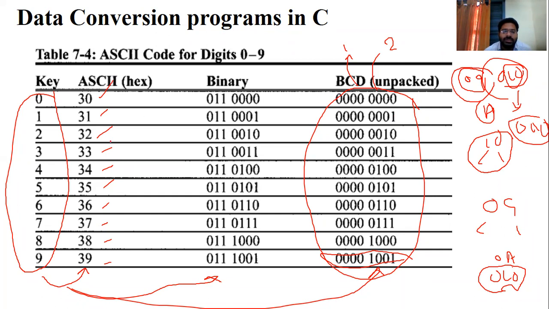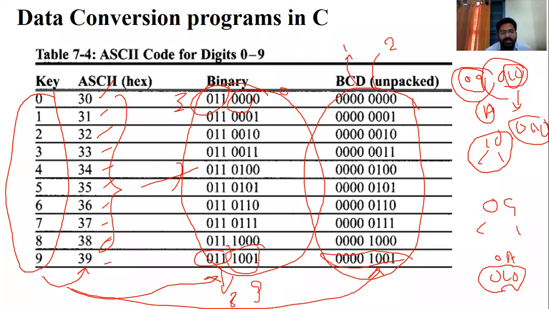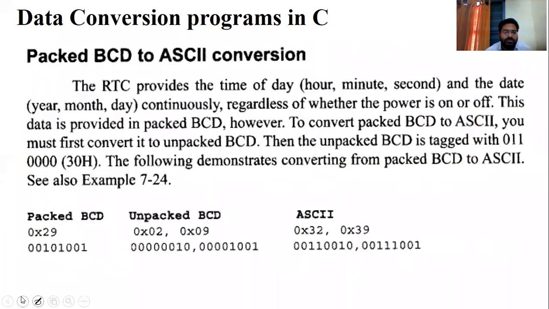So these are the number to number conversions. See these binary numbers, you know that. This is 3, this is 0 value. This is 3, this is 9 value, a binary value. So convert packed BCD to ASCII conversion, packed BCD 0 to 9 to unpacked BCD.